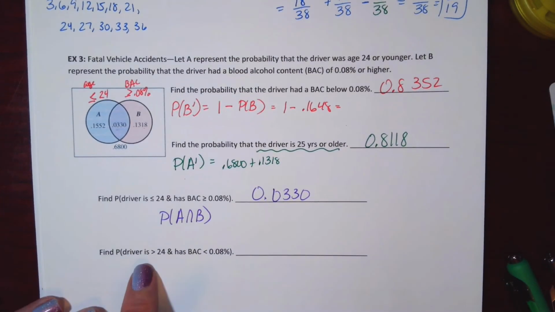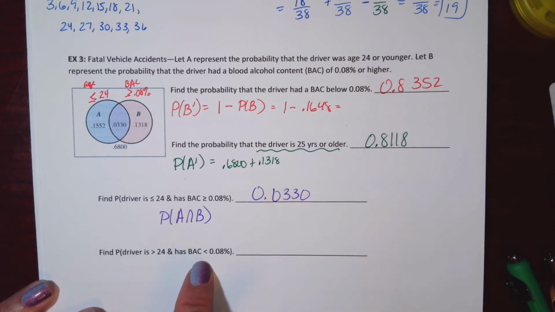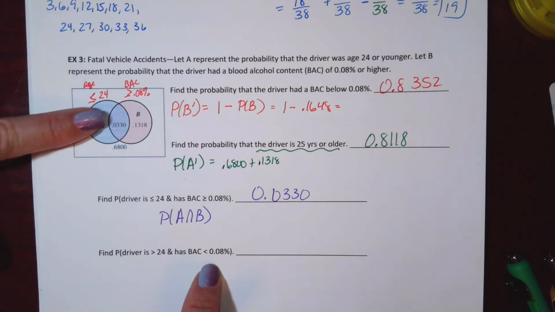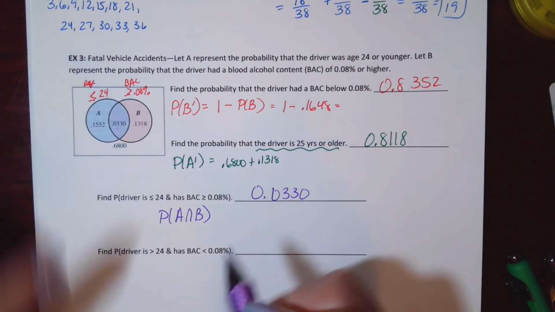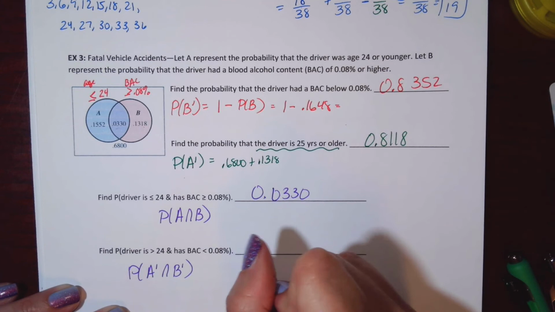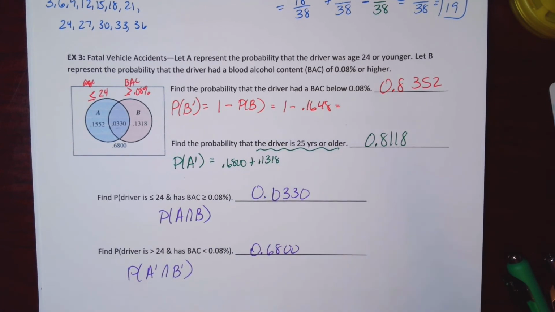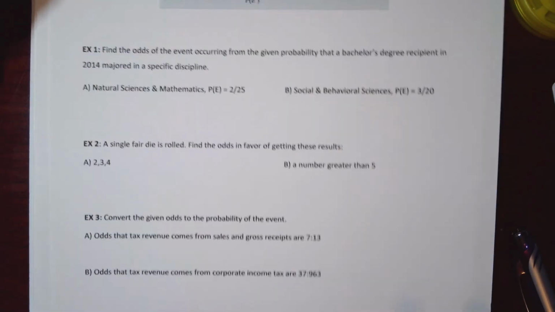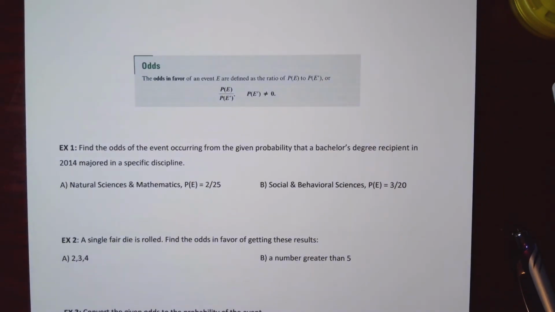And then finally, the probability that the driver is older than 24 and has a lower blood alcohol content. So it doesn't fit in A and does not fit in B. Well, if it's not in A, it's not in B, it's the rest of these guys out here in the union. So the probability of not A and not B is 0.6800. All right, so a lot of this is I do it mathematically, I reason it through, I cover things up because I like pictures, I like to illustrate what I'm looking at. All of those things together make that easier.